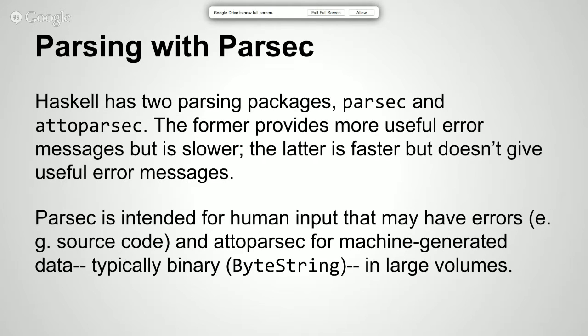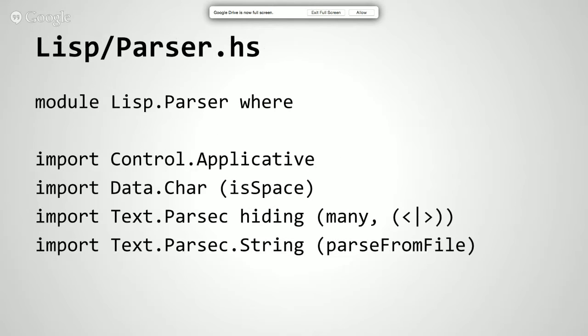So when you're dealing with a language that you've built, you probably want to use Parsec because if you have users, you're going to have user errors. Whereas if you're working with, say, 2 gigabytes of log data, then Attoparsec might be a better choice. So they're both parsing libraries and they're similar, but they have different strengths.